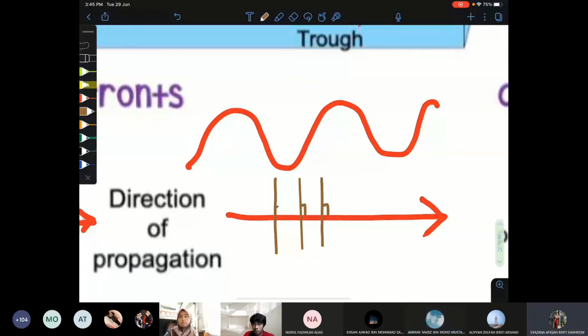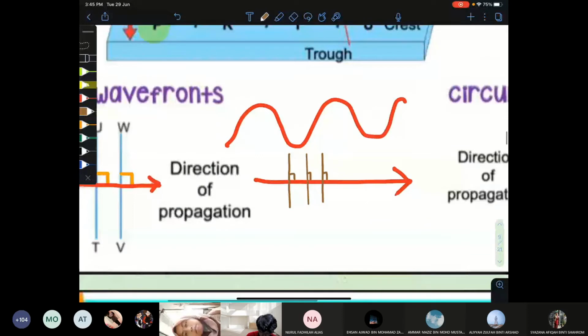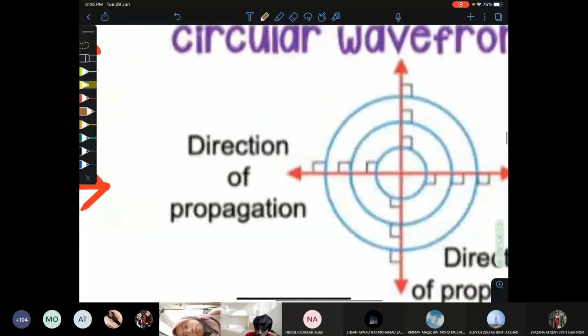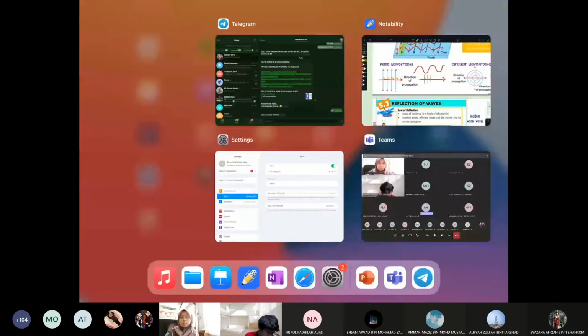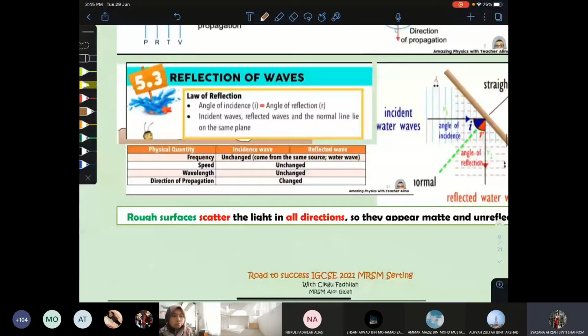So you must make sure. Okay, if it's circular, it's the same. It is perpendicular. Okay, next we move on to reflection of waves. So, reflection of waves.